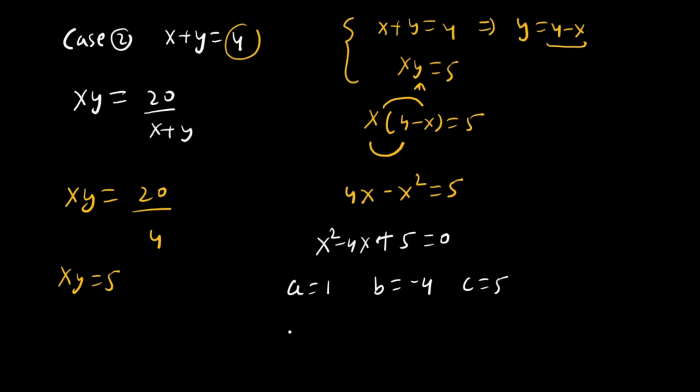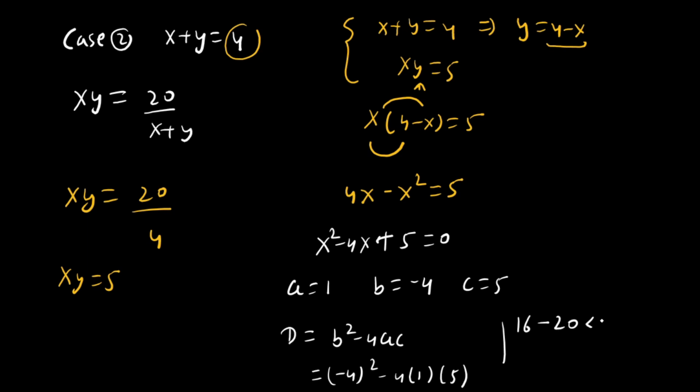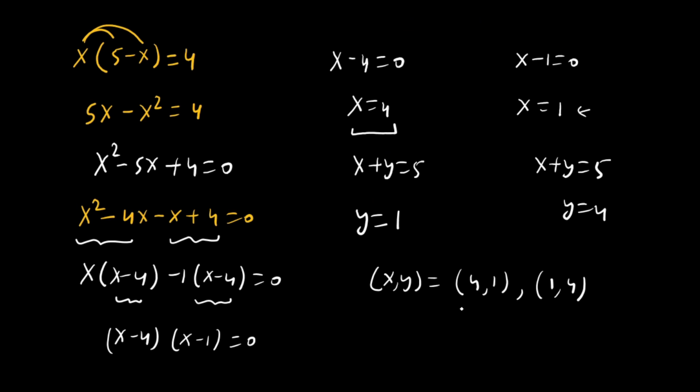And we know that the formula of discriminant is D equal to B square minus 4AC, where the value of B is -4 squared minus 4 times A is 1 and C is 5. Here -4 squared is 16 minus 4 times 5, that is 20. This is less than 0. Here D is negative, so that's why x does not belong to real numbers. We have two solutions only, that is if x is 4 then y is 1 and if x is 1 then y is 4. This is our final answer.